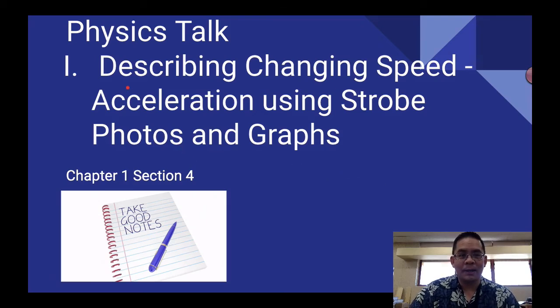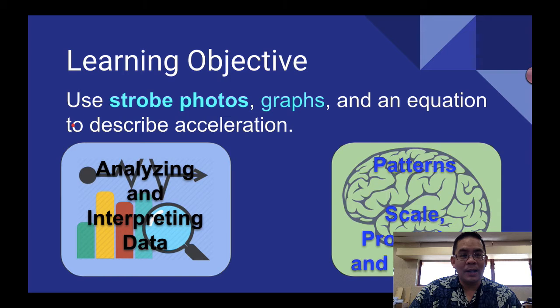Today we're going to be talking about describing changing speed, basically acceleration, using strobe photos and graphs. Make sure you take good notes, Chapter 1, Section 4. So our learning objective is really just to make sure we understand strobe photos, what that looks like for acceleration, as well as graphs for acceleration.